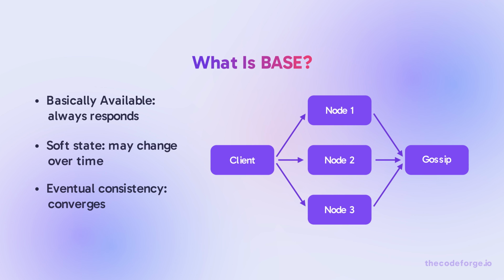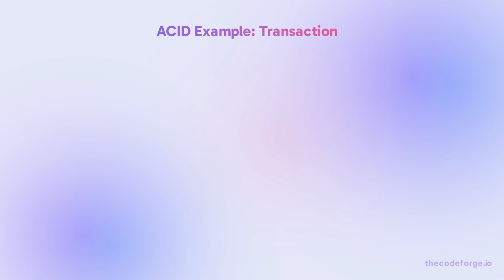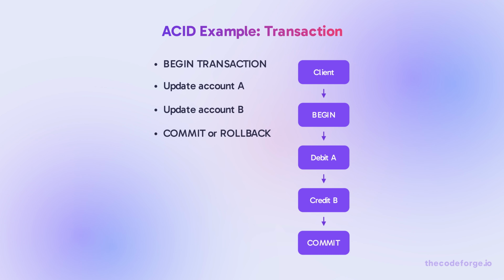BASE stands for basically available, soft state, eventual consistency. It's like a whiteboard in a busy office. Someone writes a number, someone else erases it, and eventually everyone agrees on the final count. It's fast and works even if people are in different rooms, but you might see the wrong number for a moment. Here's a classic ACID transaction.